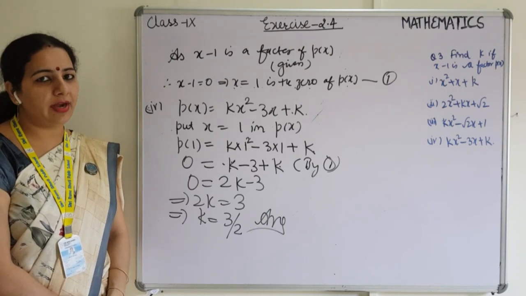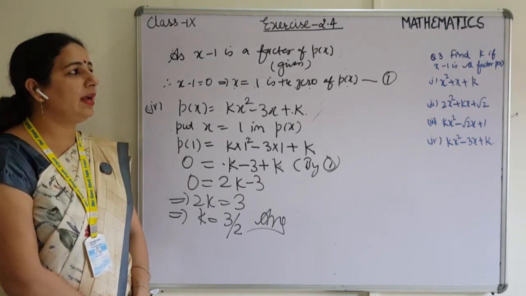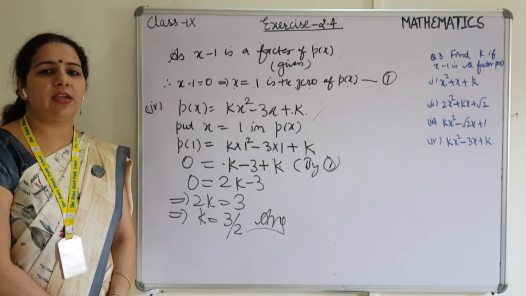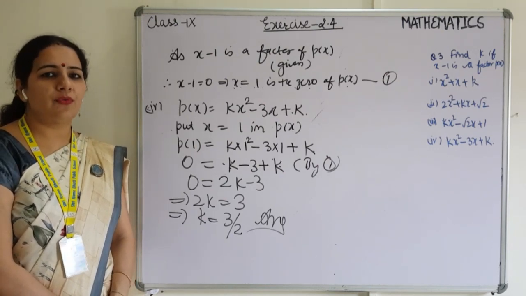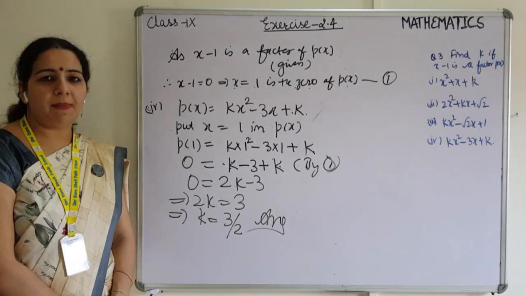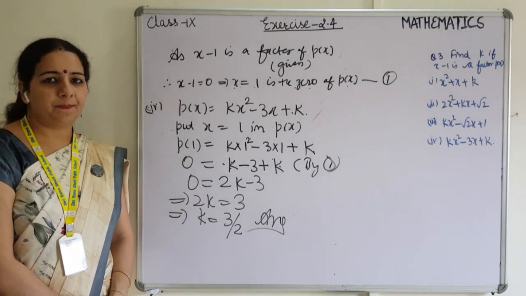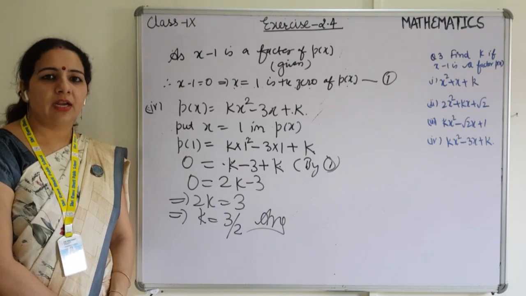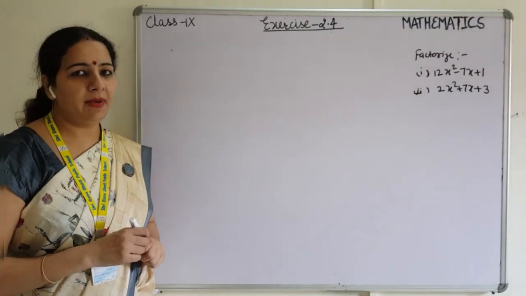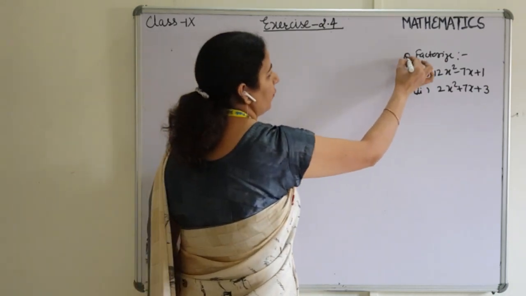Am I clear, students? So I hope you all will be able to complete question number 3 and all the 4 parts, where you have to solve for the missing values. Fine, students. So this is all about question number 3. Now students, here I have written 2 parts of question number 4. This is question number 4 of your NCERT.